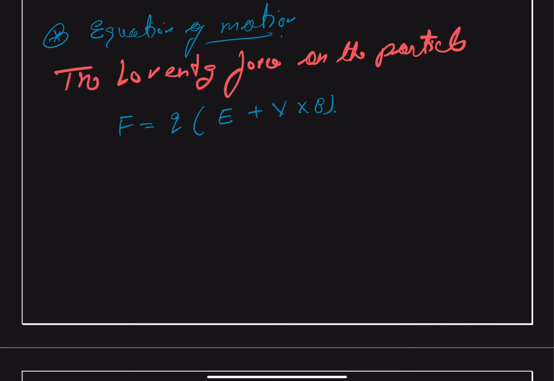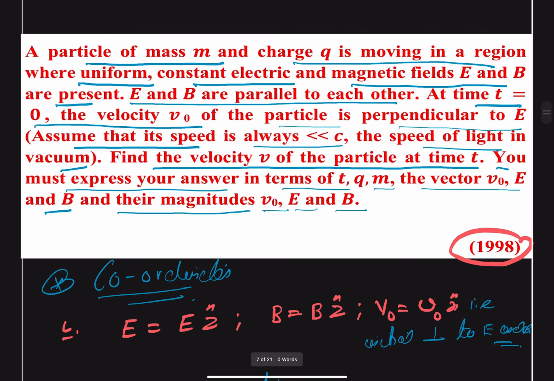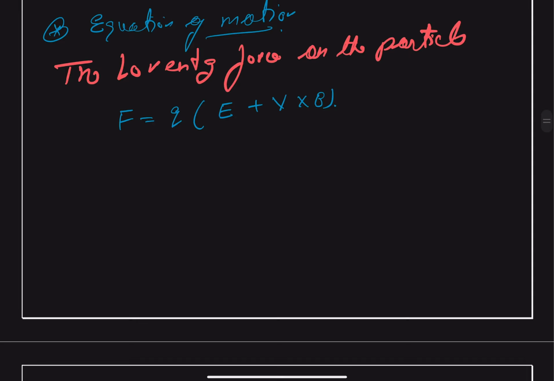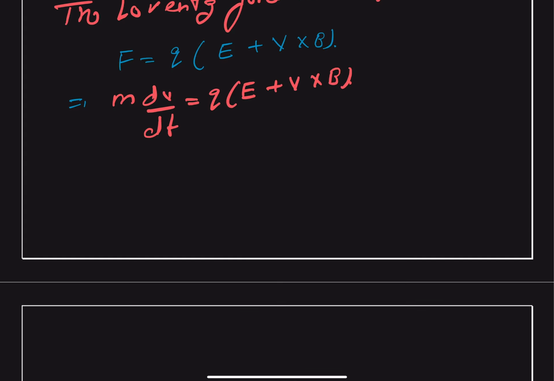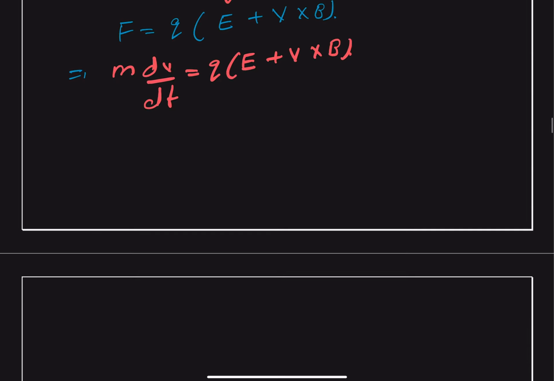So we can just modify this equation and write it as m dv by dt is equal to q (E plus v cross B). And let us write all these out, because we need to find the cross product.